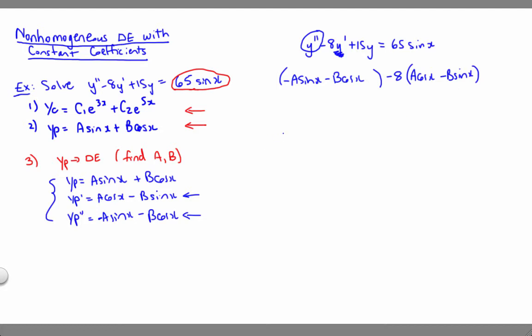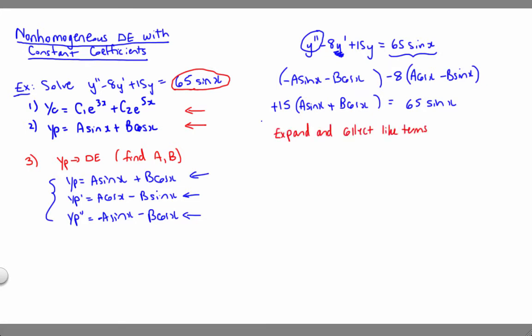Okay, and then continuing to plug in, we've got plus 15 times y. So we're going to replace that y with the yp. We'd have a sine x plus b cos x. And continuing our plug-in, we're saying that's equal to 65 sine x. Perfect, so we've plugged in there. So we're going to expand and collect our like terms.